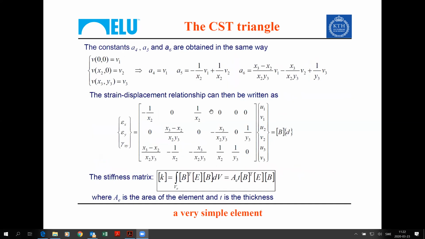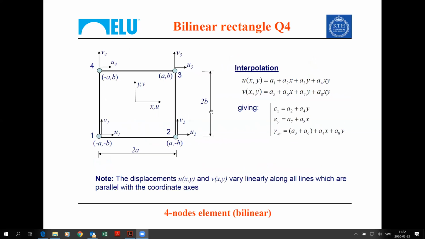If I have 4 nodes, then I will be able to determine 4 coefficients, and I will take the x and y term. But more on this after the break. Other questions?